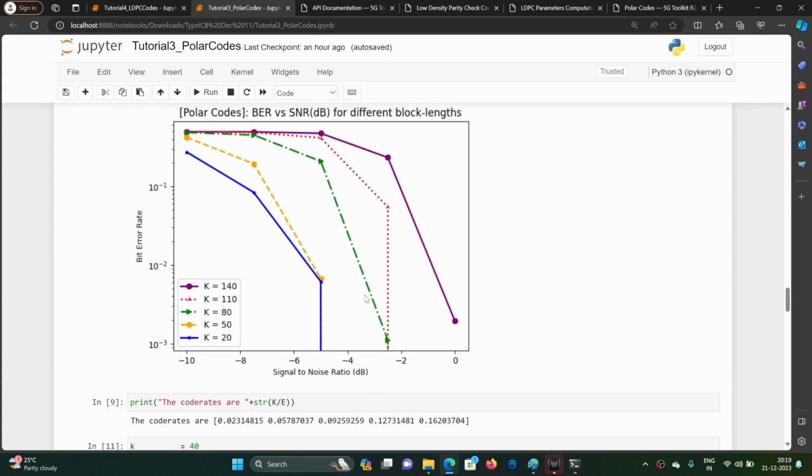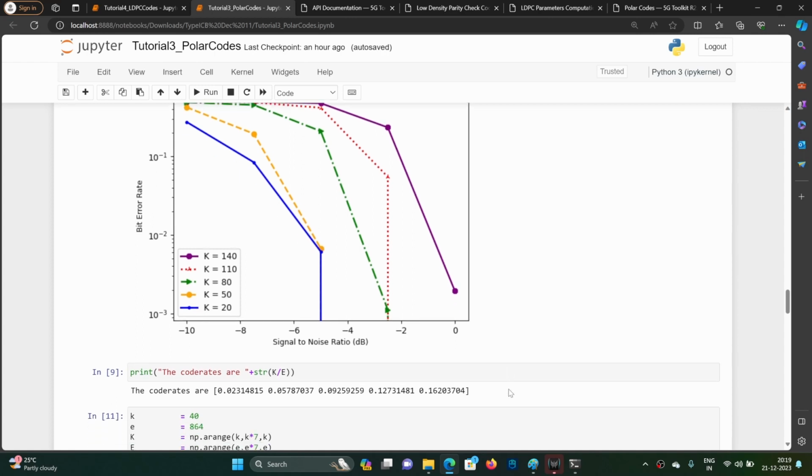If you can see here, as the block length increases, or in other words, as the code rate increases, the BER performance deteriorates. Why is this so? Basically, when the code rate increases, it means the number of redundancy bits reduces, and when the redundancy reduces, the reliability of the channel encoding process reduces, thereby showing this performance.